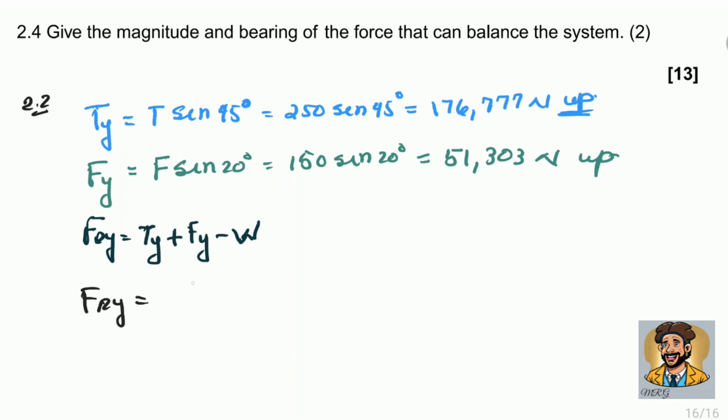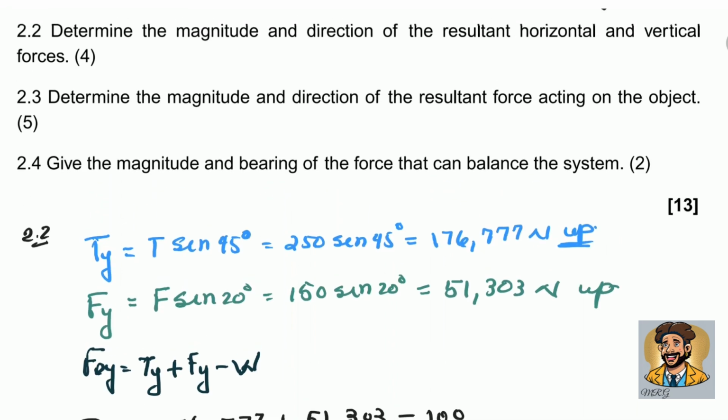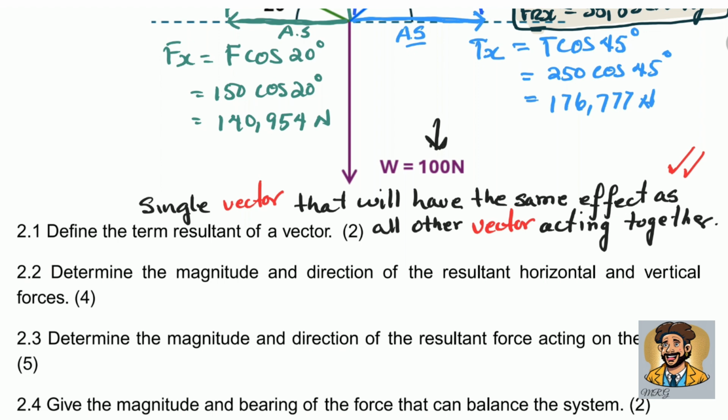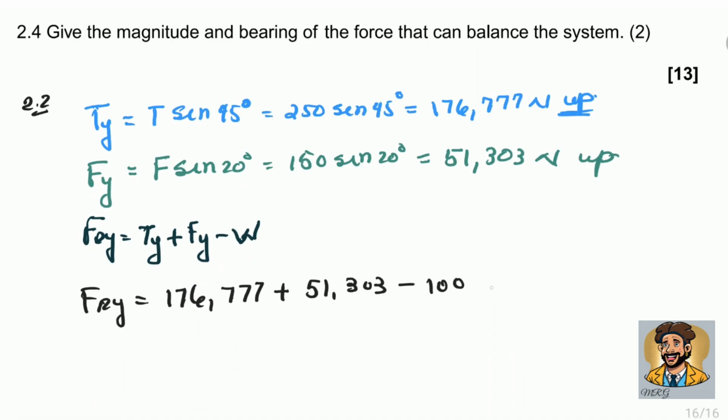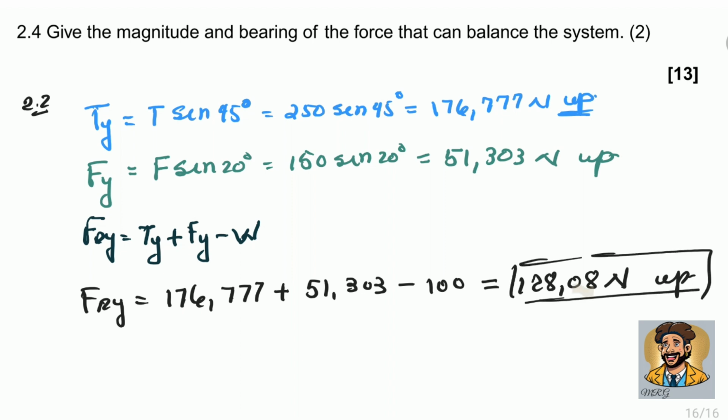FR in y is equal to 176.777 plus 51.303 minus W, which is 100 Newton. Look at W here in the drawing. Okay, so here, what answer are we going to have? Well, I get 128.08 Newton. This is also up. How do I know it's up? Because it's positive, and I said up is positive. So this is my answer for the y resultant force that was also asked.